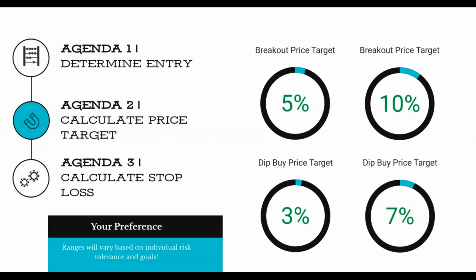So for breakout price targets, we talked about technical breakouts, higher risk, higher reward type setups. For the price targets, I would like to look at least between a 5 and 10% move on the technical breakouts. For dip buys, a little bit lower, 3% to 7%, depending on your individual risk tolerance levels. Your preference ranges will vary based on your individual tolerance and goals.